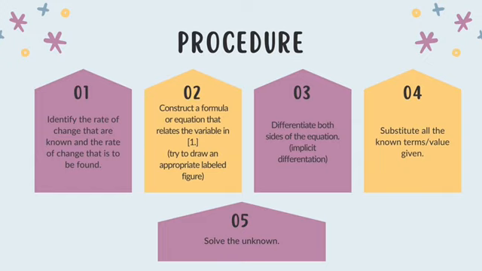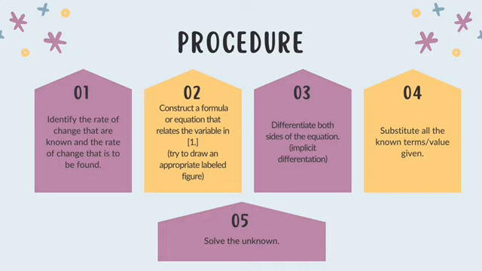How are we going to answer a related rates question when it's given? First step is to identify the rates of change that are known and the rate of change that is to be found. The second step is to construct a formula or equation that relates the variables in step 1. You can try to draw an appropriate figure so that it will be easier for you to understand and solve the question.